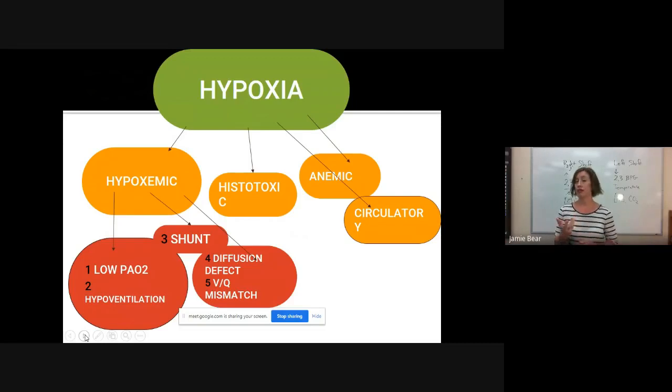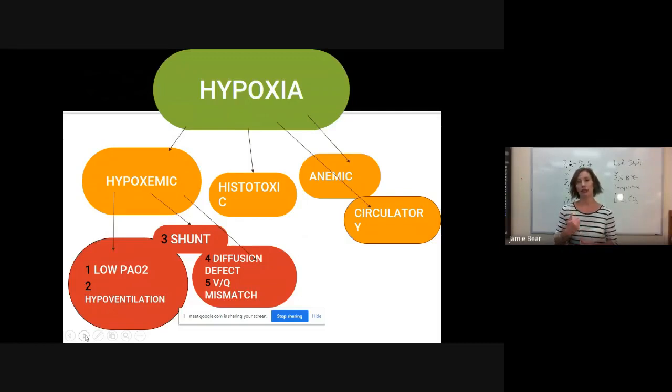We could have a diffusion defect. A diffusion defect could be something like alveolar fibrosis, pulmonary edema, pneumonia, anything that's causing a thickened alveolar capillary membrane. Then we could have something called VQ mismatch.